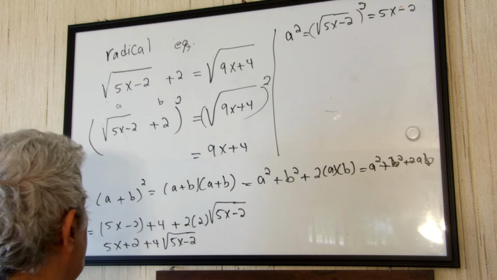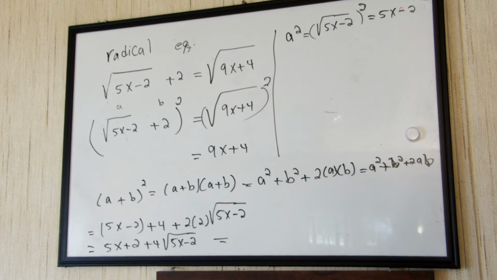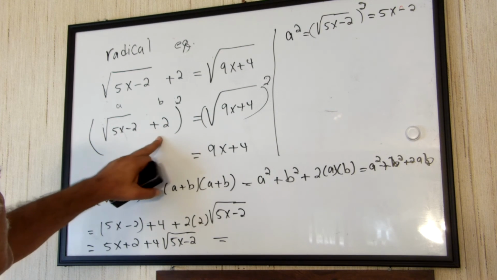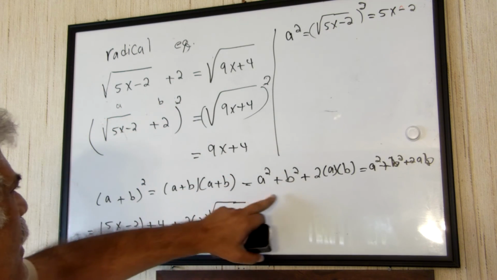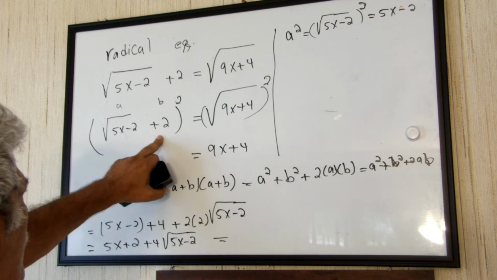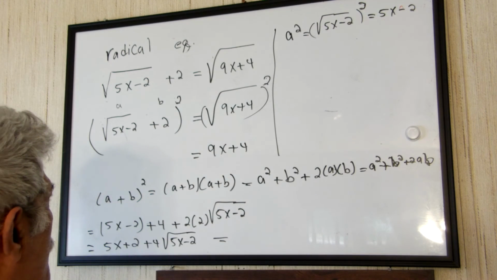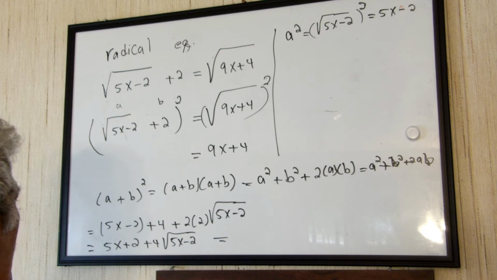I mean, it takes a long time to solve it, but I just want to give you the idea that if you raise two items here, the first item is squared, and the second item is squared, and 2 times the first one times the second one. It's going to be something like that.